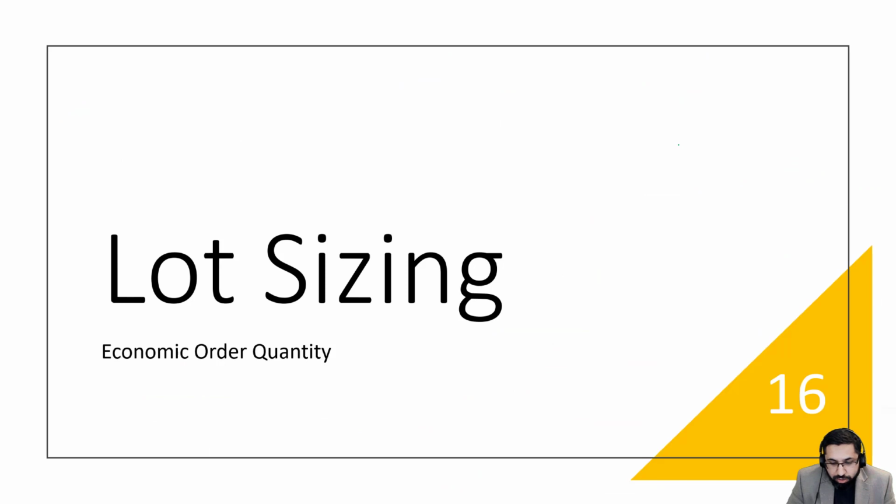Now we're going to get to actually using models to compute how much inventory to have, how much to order, things like that. And the very first model we're going to use is called the economic order quantity. That tells us the optimal order quantity to place.